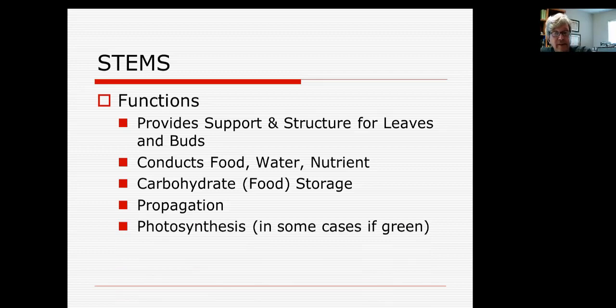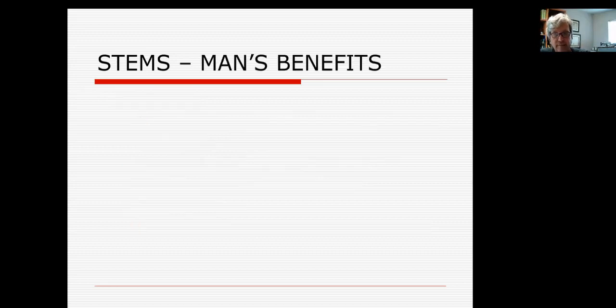And if it's a green stem, like the green stem on grass, or celery, green stems can conduct photosynthesis, but usually not as efficiently as the leaves, because they don't allow the water or the air penetration as easily as the way the leaves are designed. So photosynthesis in some cases.